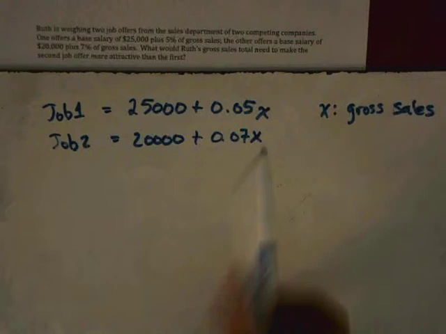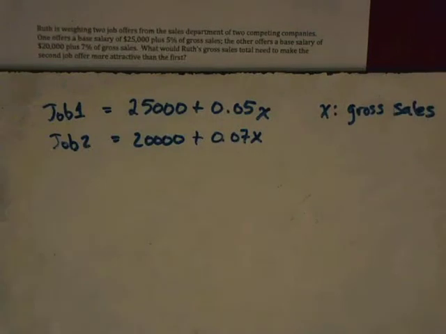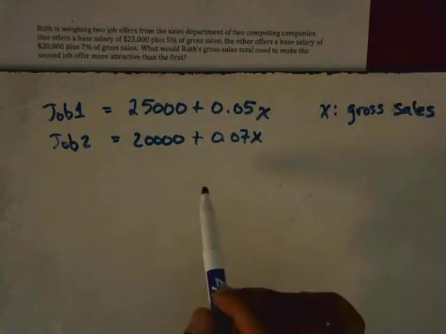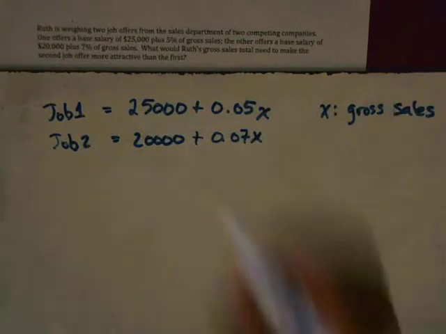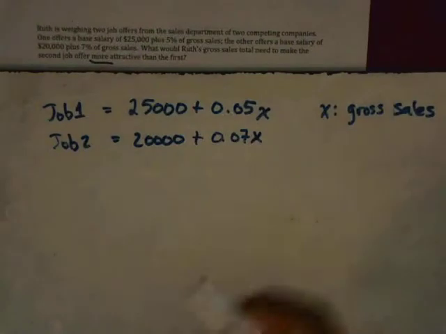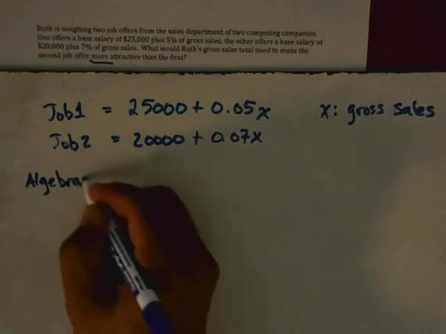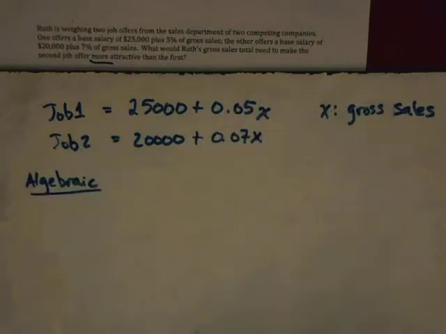But we want to know, where is the margin? Where is sort of the cutoff point where the second job becomes better than the first job? When we look at things like more attractive than something else, this usually indicates some sort of inequality, and we can actually solve this both ways: one algebraically and one by graphing. So I'm going to take a look at the algebraic method first. And if you decide to proceed with graphing, that's perfectly fine. You should do that and then check it with my solutions.